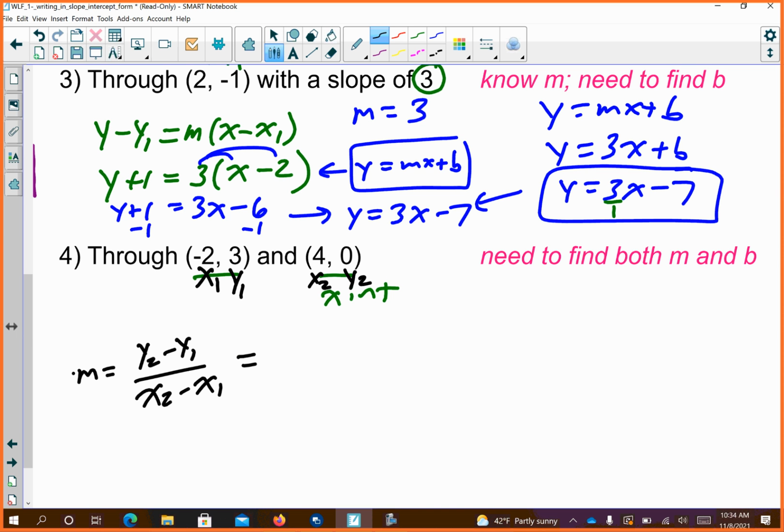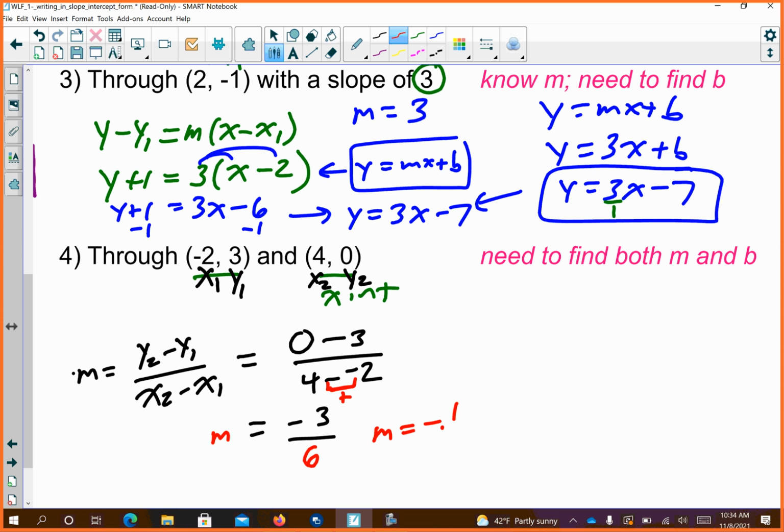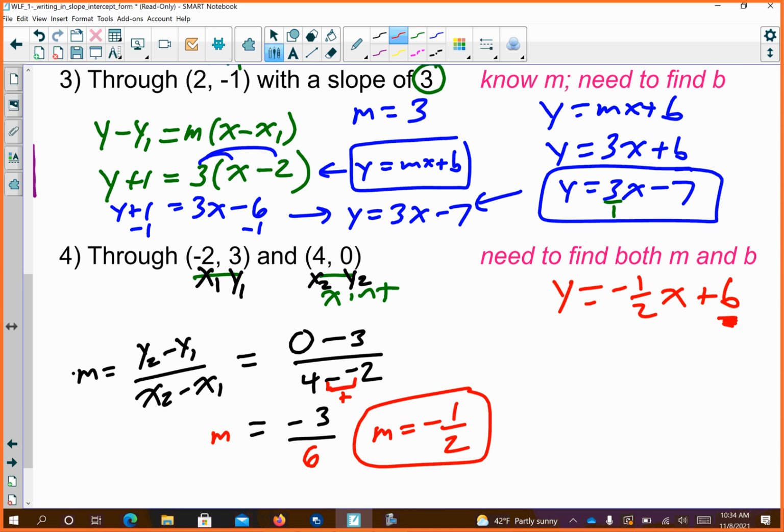Let's find the slope. y2 I had is 0, minus y1 I had is 3, over x2 I had is 4, minus x1 I had as negative 2, so it's negative, negative 2. So on top, I'm going to get negative 3. Hey, what does negative, negative mean? It means positive. So 4 plus 2 is 6. Can I reduce that? Yeah, that's going to reduce to negative 1/2. So far I know this, but I don't know what the b value is.